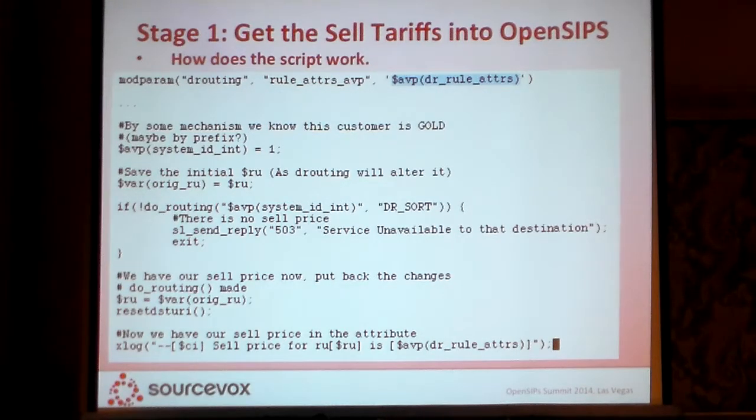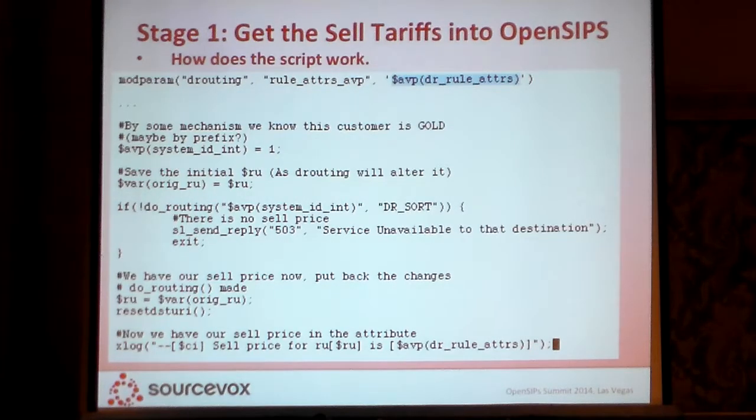But we don't want to do that. We want to look up the sell price with this piece of code. We don't want to route a call anywhere. All we want to do is use the prefix matching ability of dynamic routing and pull out the attribute, which is the sell price. We don't want to route the call anywhere yet. We're just using the module for its other benefits. And it just showed an example of how you can do this in OpenSIPS scripting if you need to.